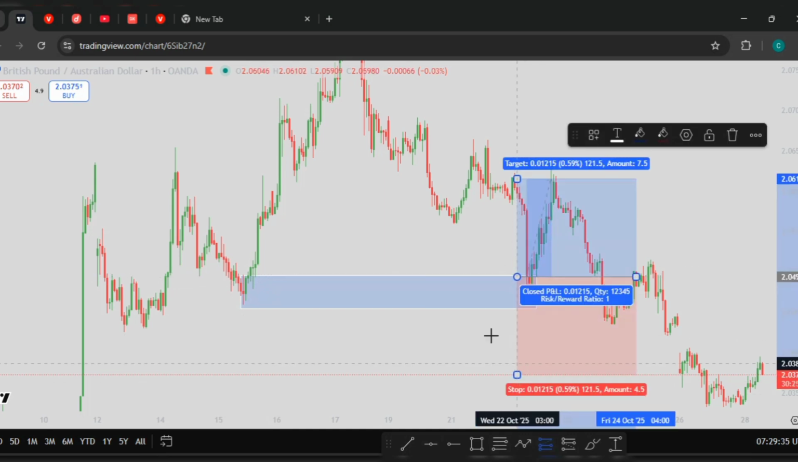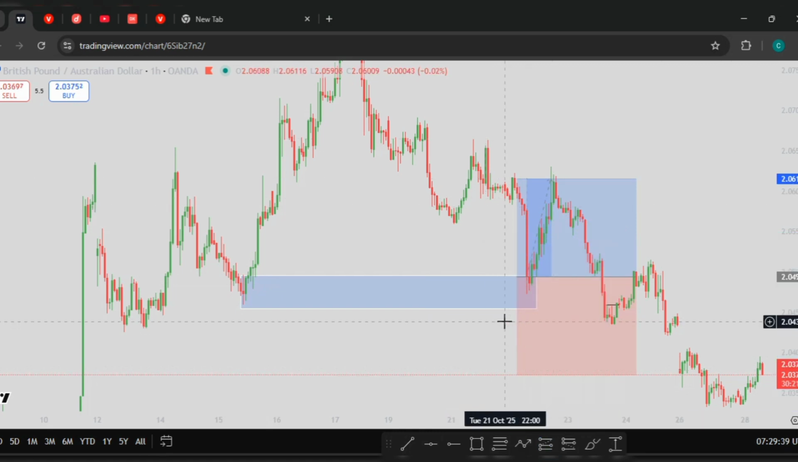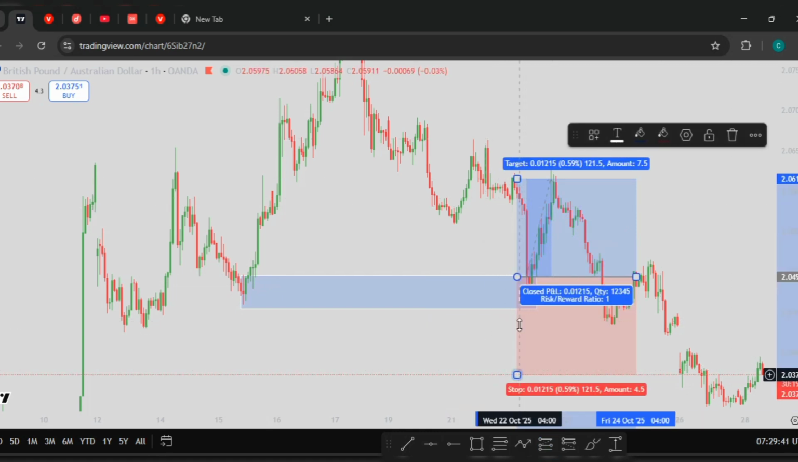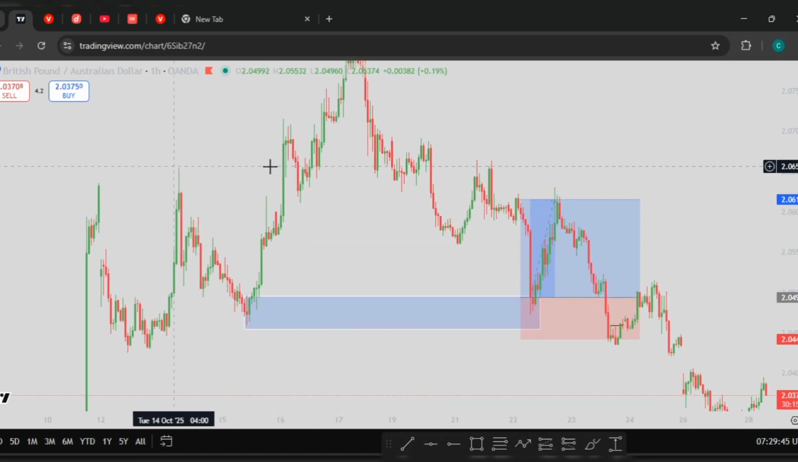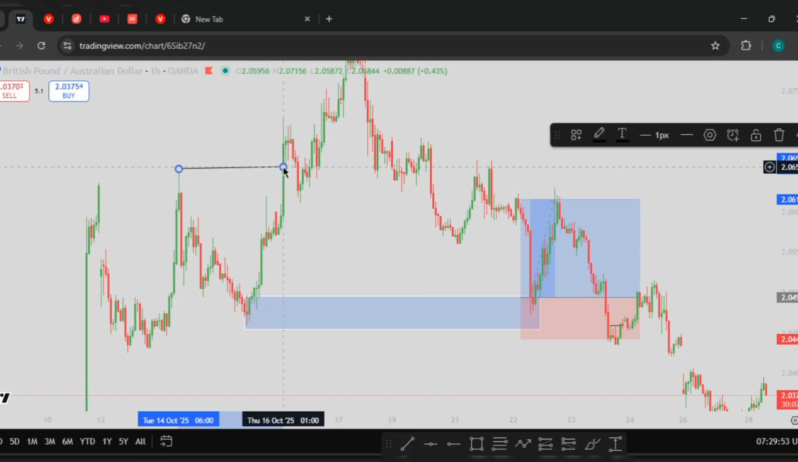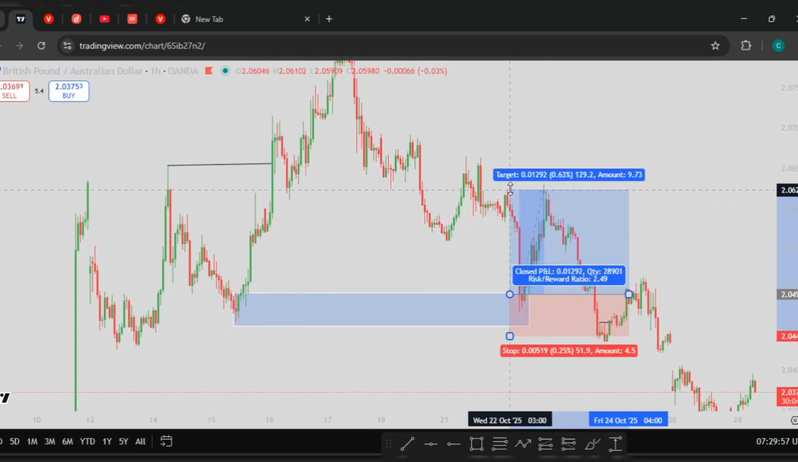You set your limit order. Then you say, okay, this is a good demand zone. It's a break of structure here. As you can see, you say, okay, this is a break of structure here, so let me buy this market up. Then what happened? Boom, it pushed up here.